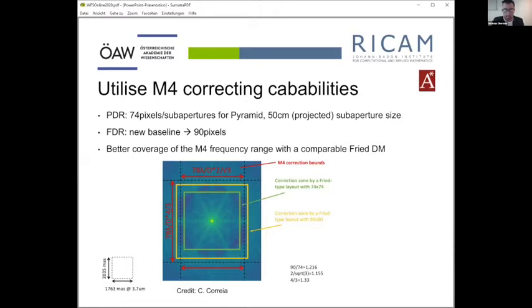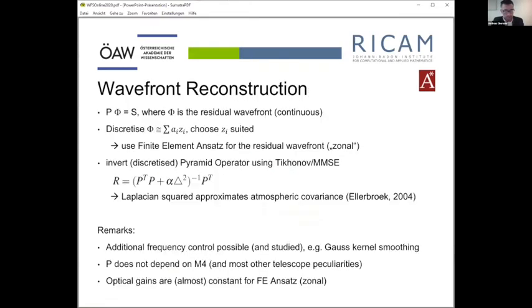Why do we compare with the free DM? This is because of the reconstruction strategy we chose. Coming to the wavefront reconstruction algorithm, we have the pyramid operator applied to some residual wavefront equals the measurements. Now we need to discretize this incoming residual wavefront. Most of you use KL modes or Zernikes or DM influence functions for this, and we thought of using finite elements to discretize the wavefront.